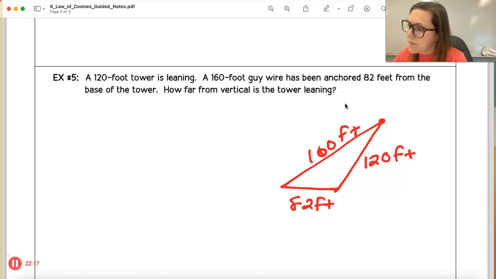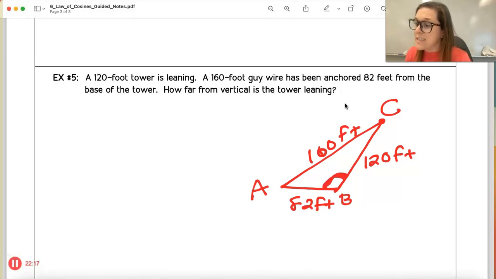Okay, so what do we need to find here? So I'm going to call this my B. I'm going to call this my C. And I'm going to call this my A, just so we have reference to what we're talking about. So let's find this angle. Because if I can find that angle, then I'm going to be able to figure out how far it's leaning from the vertical, right? Because I want to know if it's vertical, how far is it leaning? Okay, so let's go ahead and find angle B.